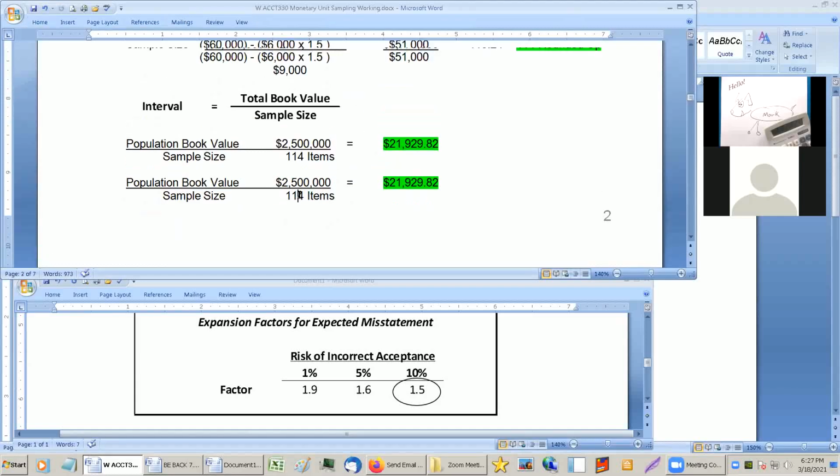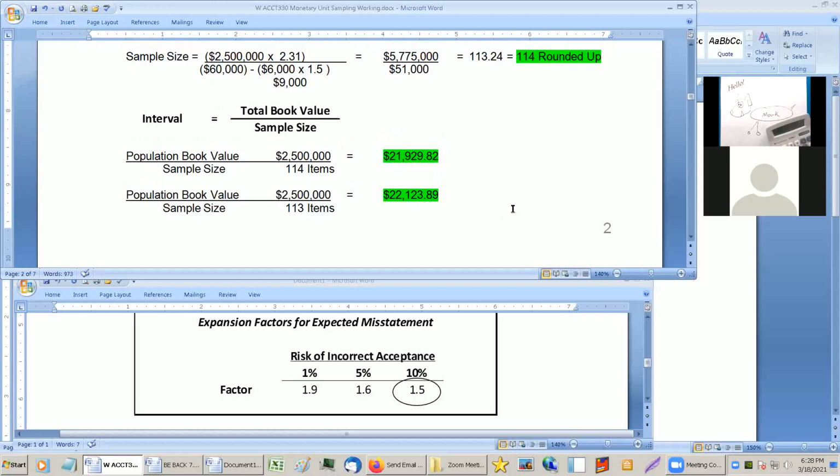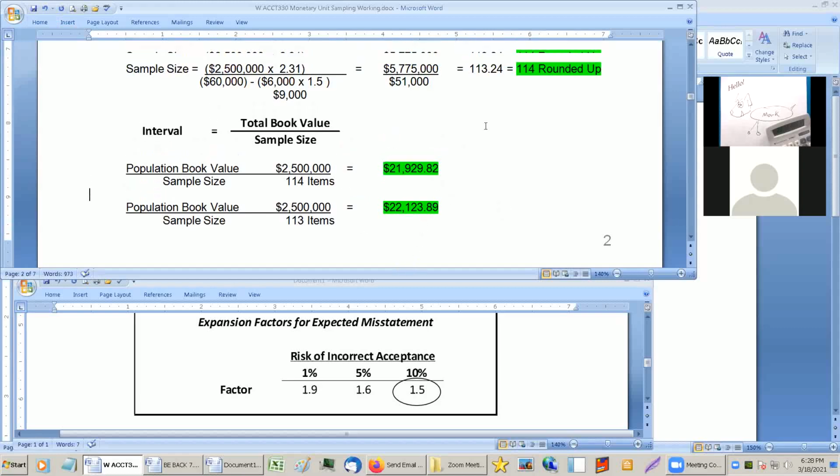Okay, so if you do use 113, it would look like this. 22, 1, 2, 3. Nine. Nice. So again, if you round it to the nearest one, it'd be that. If you rounded it up, it would be this one.